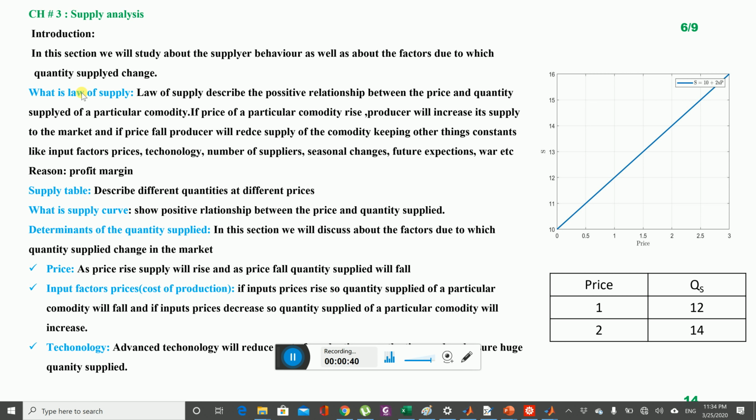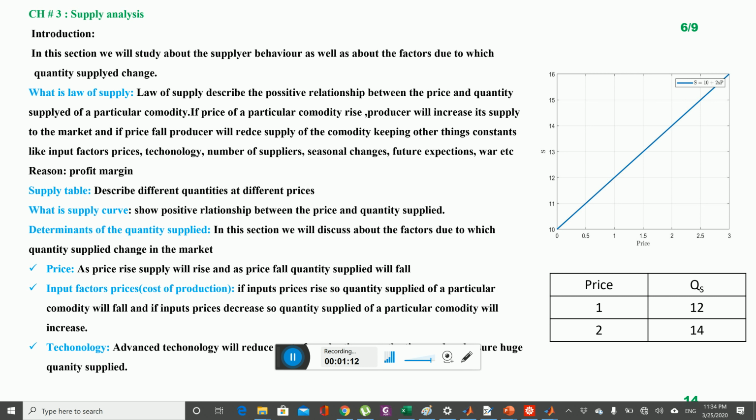We are starting our supply analysis chapter from the very first topic. What is the law of supply? The law of supply is one microeconomic principle or microeconomic theory. According to this law, there is a positive relationship between the price of a particular commodity and the quantity supplied of that particular commodity. If the price of the particular commodity increases, the supply of that commodity will also increase, meaning the producer will try to produce more.